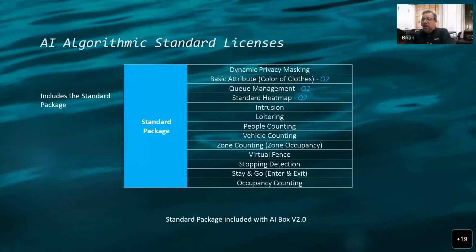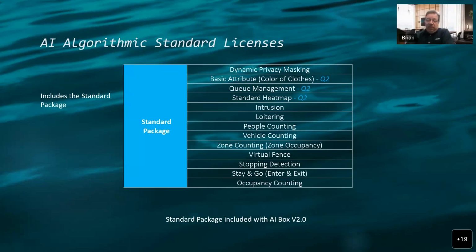All right, so what's going to come with the standard second gen AI box? Well, you're going to have a standard package of analytics and AI licensing. That's going to allow you to do privacy masking, basic attributes, an example being color of clothes, queue management. You're going to get standard heat map, intrusion, loitering, people and or vehicle counting. You can do zone counting. So essentially you set up a zone somewhere and as objects come into the zone, it counts. Virtual fence, stopping detection, which is very similar to loitering, except that the object has basically come to a stop.